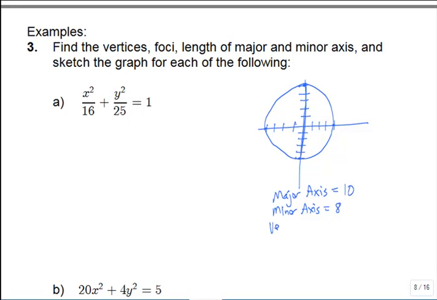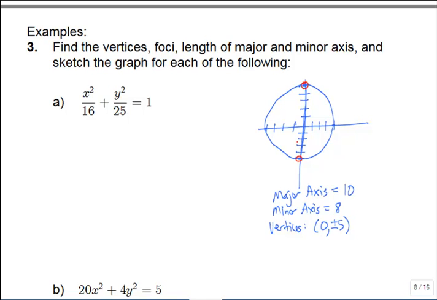The vertices are defined to be the 2 endpoints on the major axis. So that would be this point here and this point here. If we wanted to generalize those points, they both have an x-coordinate of 0, and then the y-coordinates would be either plus or minus 5. Now the last thing we need to do is find the foci. Your foci are always going to be along that major axis, so somewhere along here, along that y-axis.